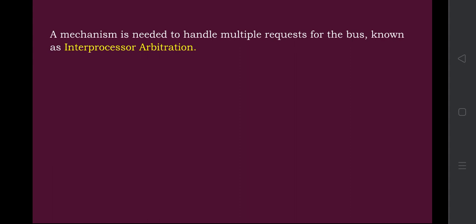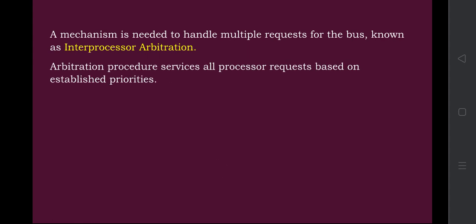It is a mechanism that helps to handle multiple requests. As I just explained before, many devices request the bus. How to handle those multiple requests is done by the arbitration, the arbitration of the buses between many processes, which is called inter-processor arbitration. The arbitration procedure serves all the processor requests based upon the established priorities. So the devices are set some priorities, and based on those priorities this procedure is handled so that the processor requests are satisfied.